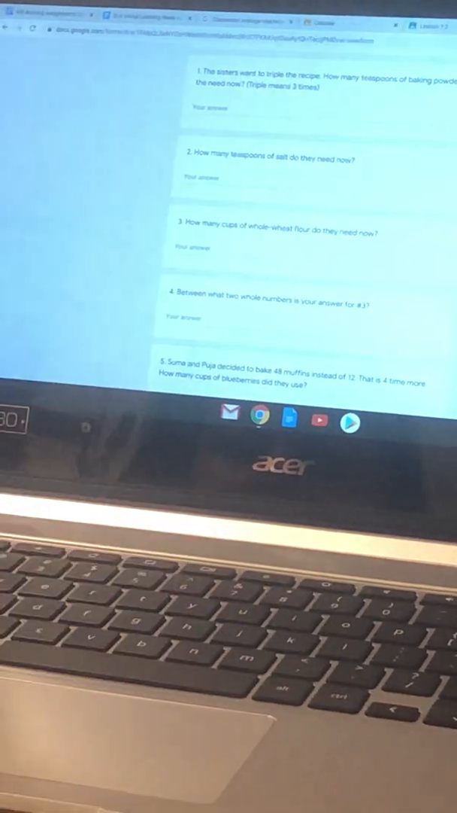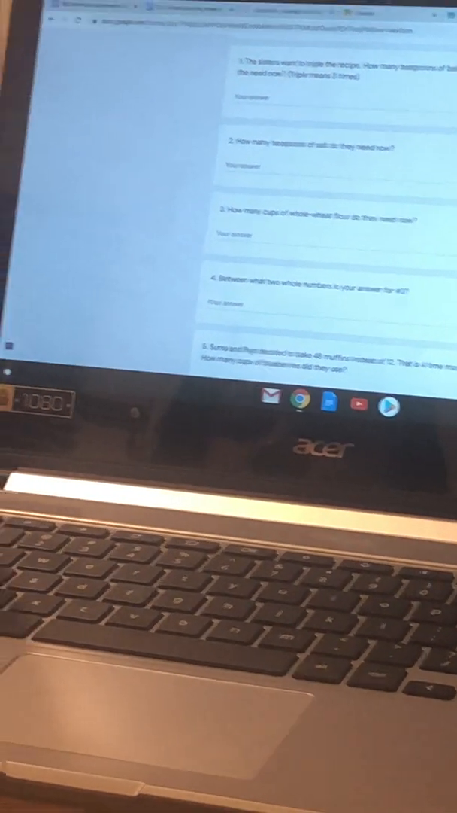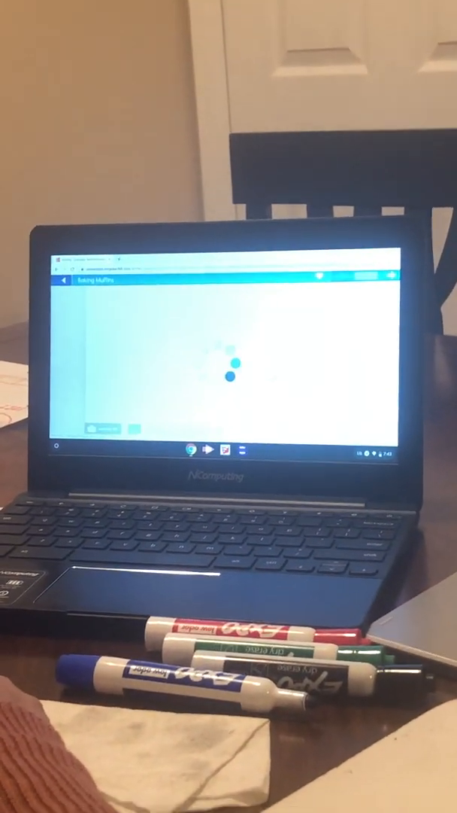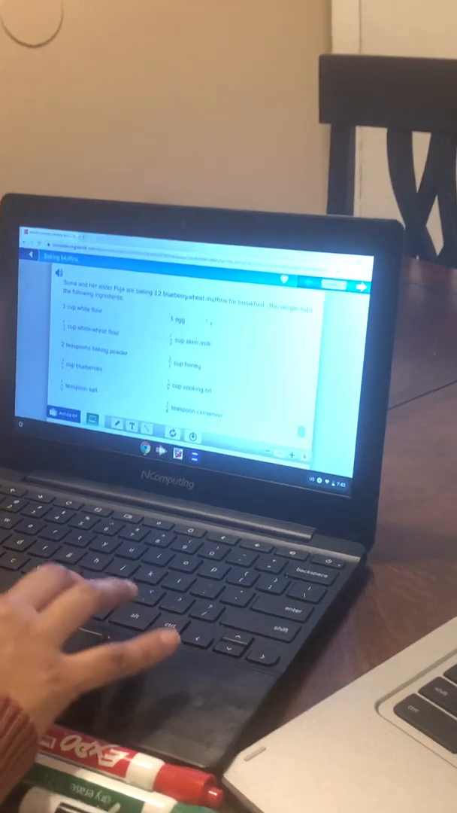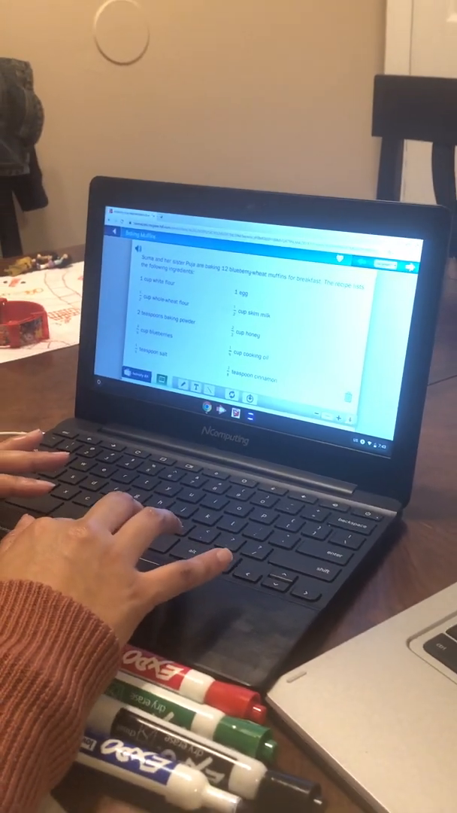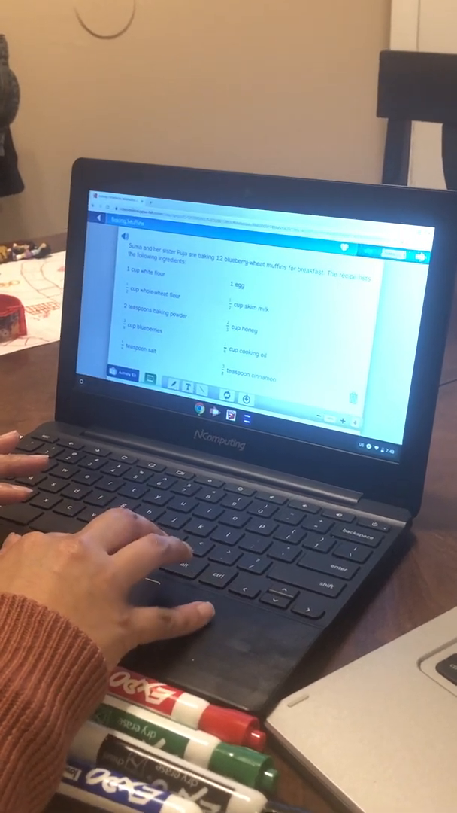Okay, so over here, I'm just gonna open this up, baking muffins, because it just shows the list of ingredients. So the problem says that there are two sisters who wanna bake muffins for breakfast. And this is the list of all the ingredients they need to bake the muffins. I'm not going to read the list because I just want to keep this video as short as possible. So I'm going to spend more time on the questions.